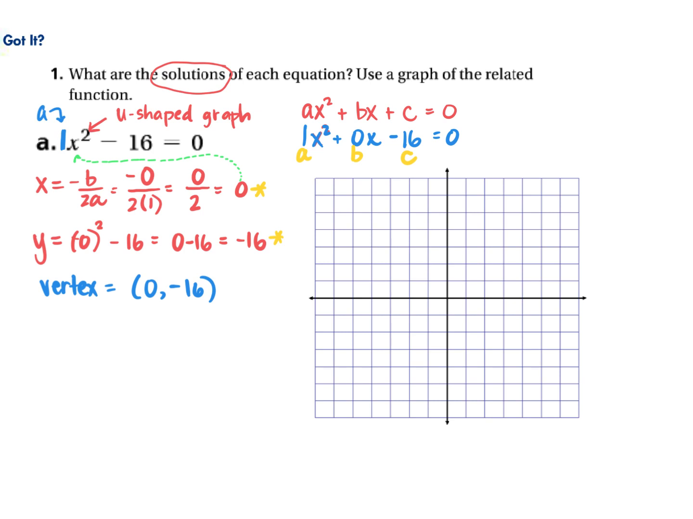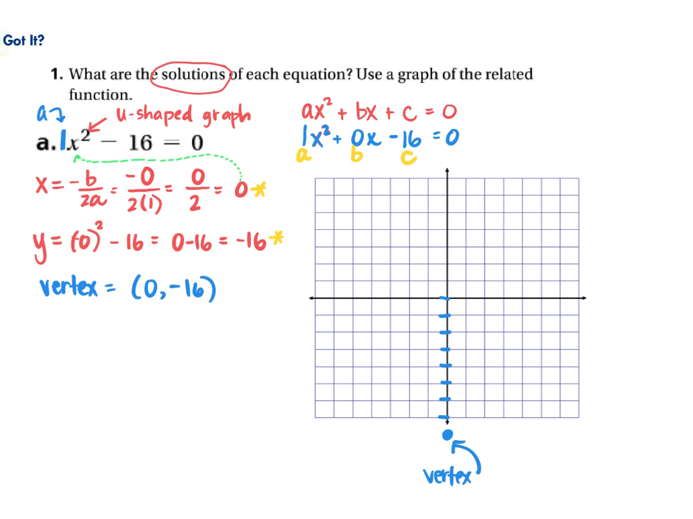So (0, negative 16) is 0 for x, and then down 16 for y. I'm going to count by 2's. So here's the origin of 0, and then negative 2, negative 4, negative 6, negative 8, negative 10, negative 12, negative 14, negative 16. That is where the vertex goes. All right, so that is the lowest point of our graph.